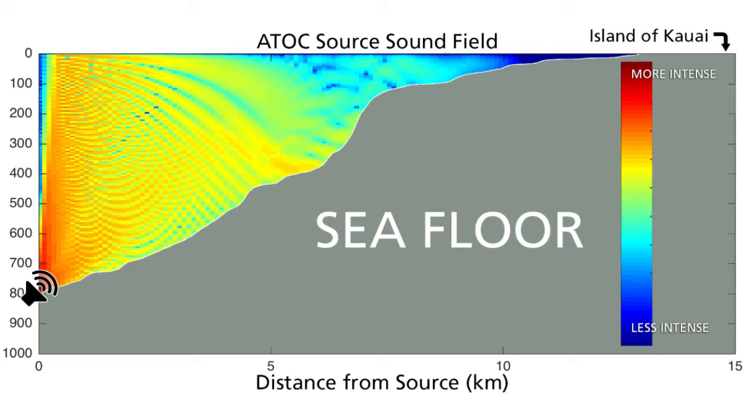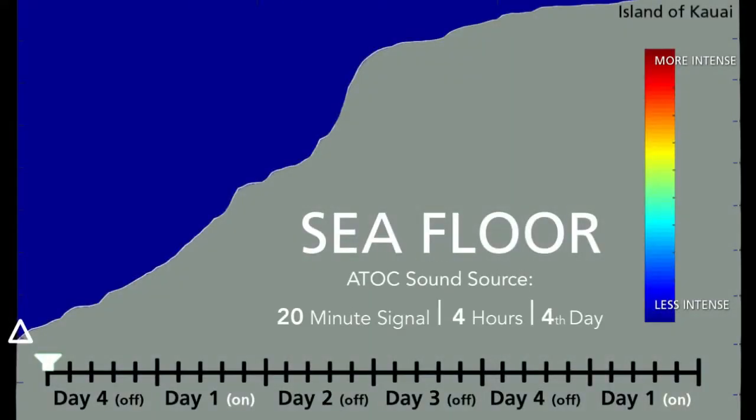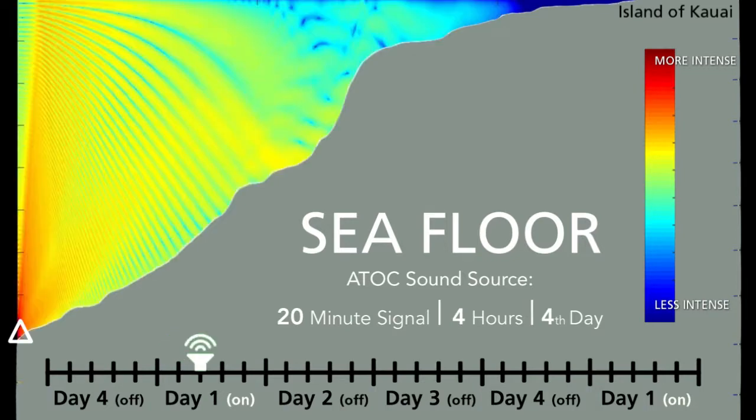This image is a cross-section, or slice through the water column. The color-coded background is the estimated sound field from one ATOC signal. The red colors are more intense, the blue less intense. The ATOC sound source is on the lower left, and the gray represents the seafloor. As the sound travels away from the sound source, the sound level gradually decreases. To calculate the amount of exposure, the duration of the sound and its rate of transmission must be considered. In the case of the ATOC sound source, it produced a 20-minute signal every 4 hours on every fourth day.